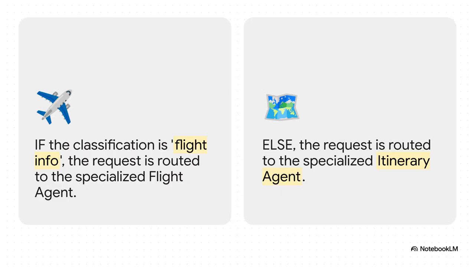Now we add an if-else node, which creates a fork in the road. It's super simple. If the classifier says flight info, the request gets sent down the path to our flight specialist. Otherwise, it gets routed to our itinerary expert. It's a clean, simple, and completely visual way to control the flow of information.